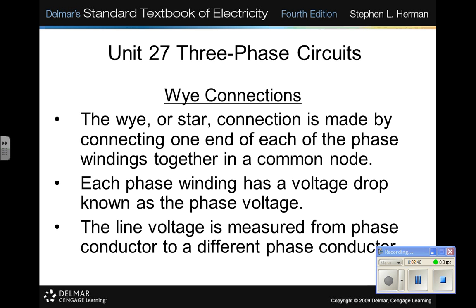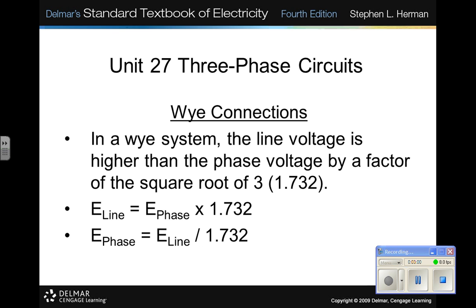Okay, each phase winding has a voltage drop known as the phase voltage. The line voltage is measured from the phase conductor to the different phase conductors. So phase voltage is from a single phase to ground, and line voltage is phase to phase. It's a very important idea that you understand. In a Y system, the line voltage is higher than the phase voltage. That should be stated the other way around, in my opinion.